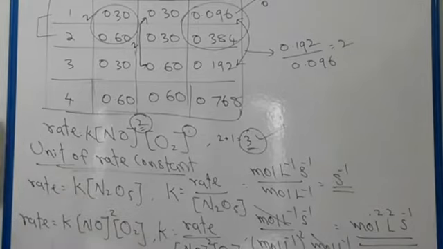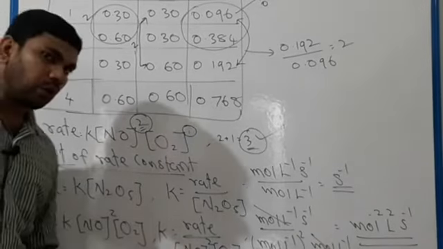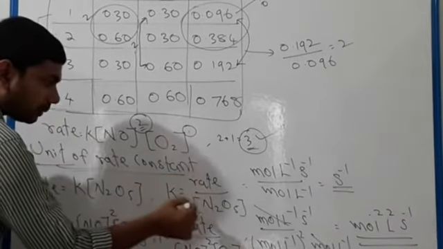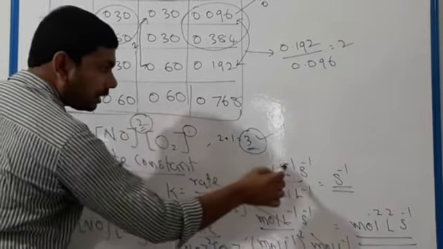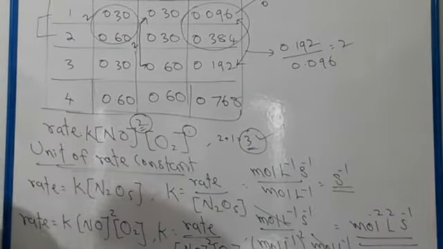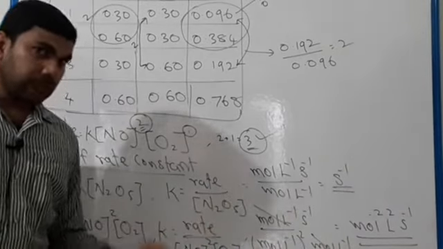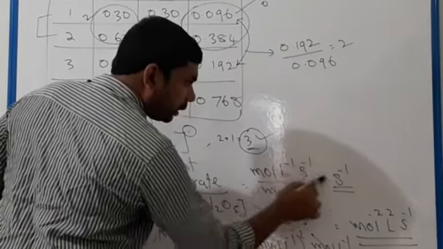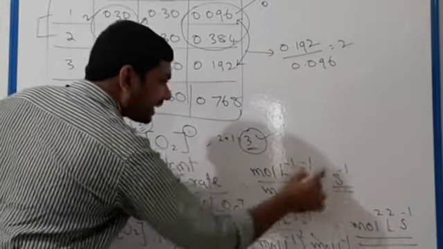Next we have to understand the unit of rate constant. Listen here, rate of reaction equals k times concentration of N2O5. So rate constant k equals rate divided by concentration of N2O5. You know the unit of rate, mole per liter second inverse, we discussed before, and the concentration of N2O5 also has the unit mole per liter. So this mole per liter will be cancelled, only second inverse is left. So the unit of rate constant for this chemical reaction is second inverse.